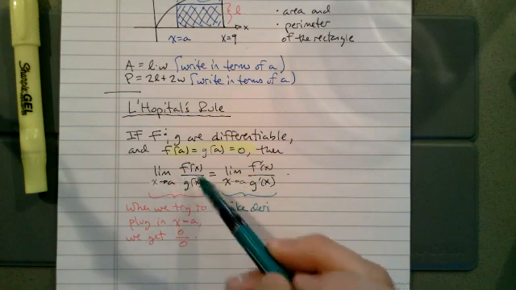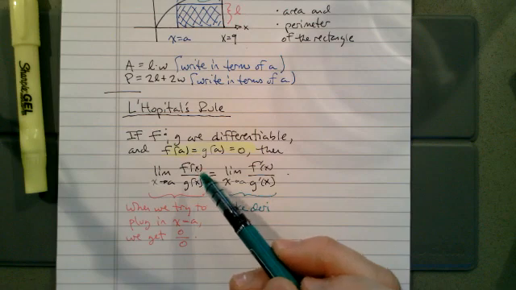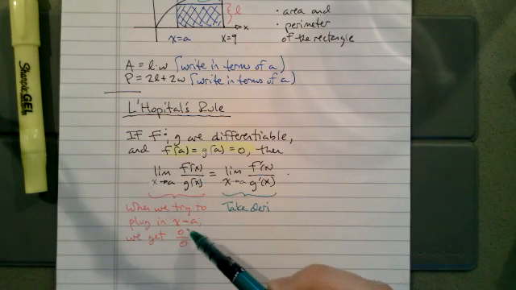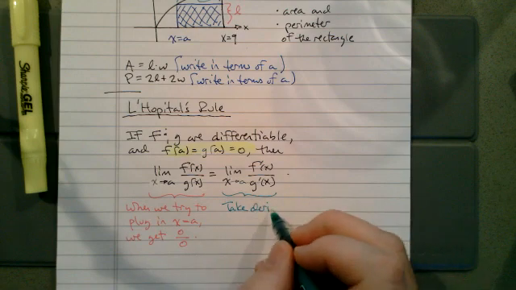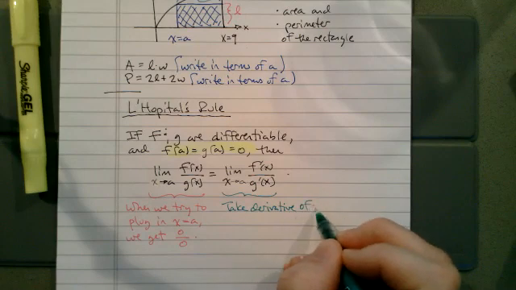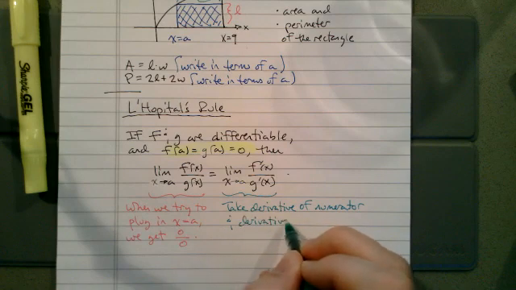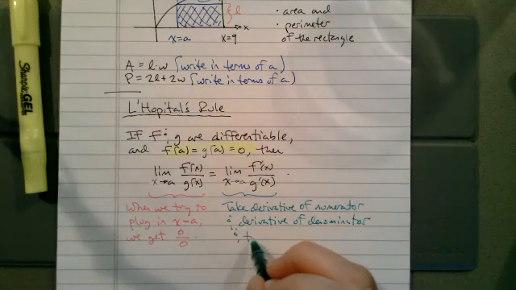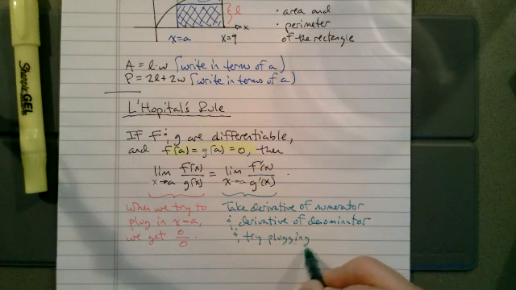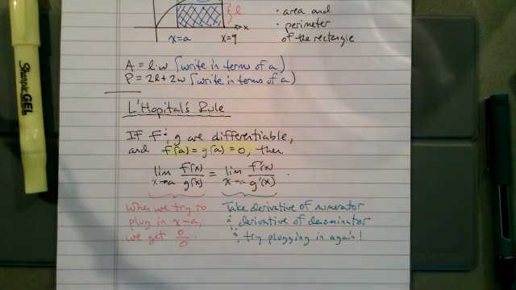The idea is when we try to plug in a, our favorite way to calculate a limit is to just plug in the numbers. But when we try to plug in x equals a, we get 0 over 0. So L'Hopital's rule says let's take the derivative of the top and the derivative of the bottom, and then try plugging in again. So take some derivatives and then plug in.